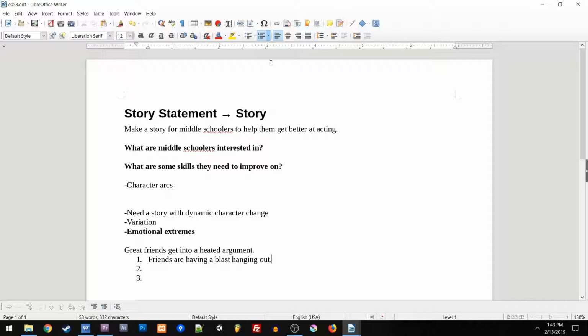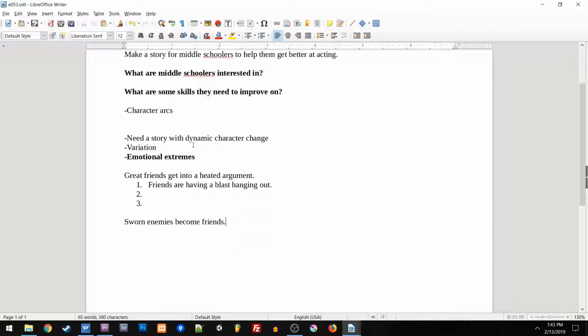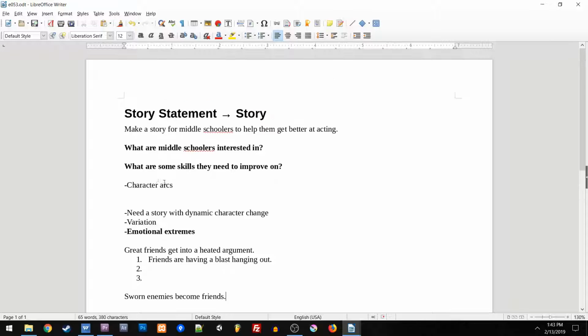And so what we're doing here is creating a story that allows the emotional extremes by saying, okay, we need to have one extreme and we need to have them start with the other. And we could always flip this around if we would rather have sworn enemies become friends. And of course, hopefully you can pull this off in writing, and that's where rule of power and stuff comes in. But the goal here is to give the middle schoolers opportunities to improve on their acting.